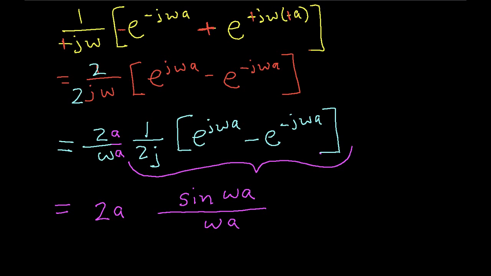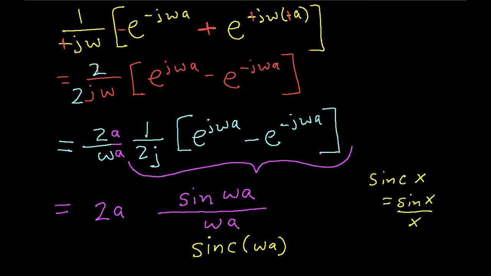A pattern like sine of omega a over omega a occurs often enough that it has its own name. We call this sinc of omega a. In general, sinc of x is the sine of x over x. Okay, so we can write this whole thing as 2a times the sinc of omega a.